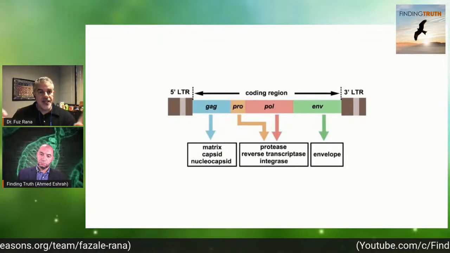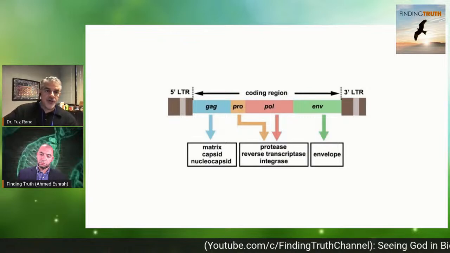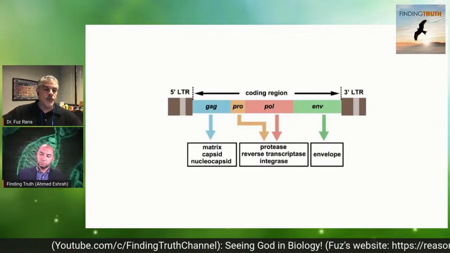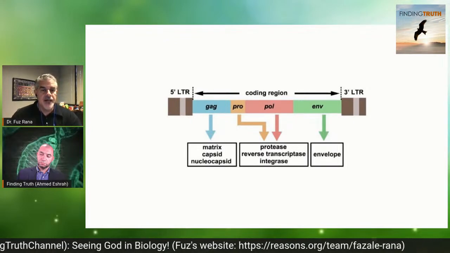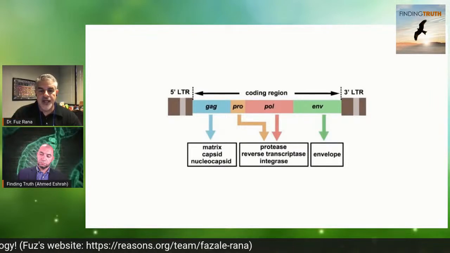When it's translated, each of those individual genes will produce these polyproteins that are then cut apart by the protease into individual proteins that will then carry out their different activities. So this is the retroviral DNA in a nutshell.